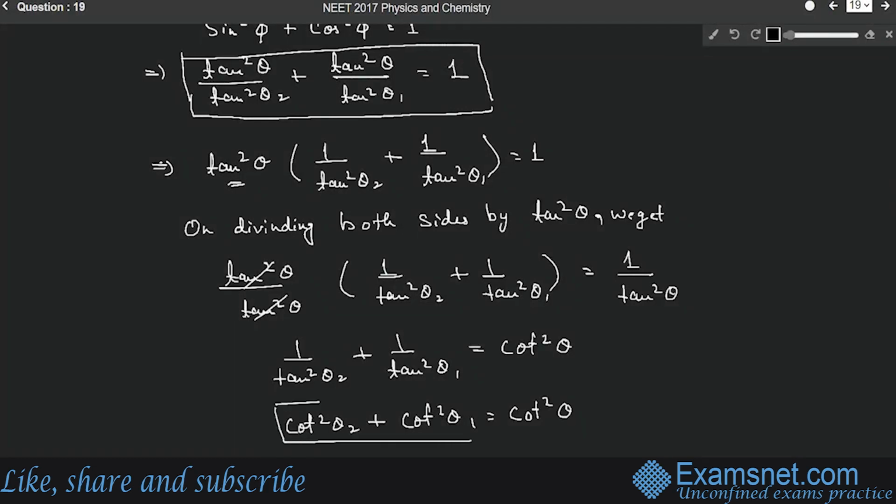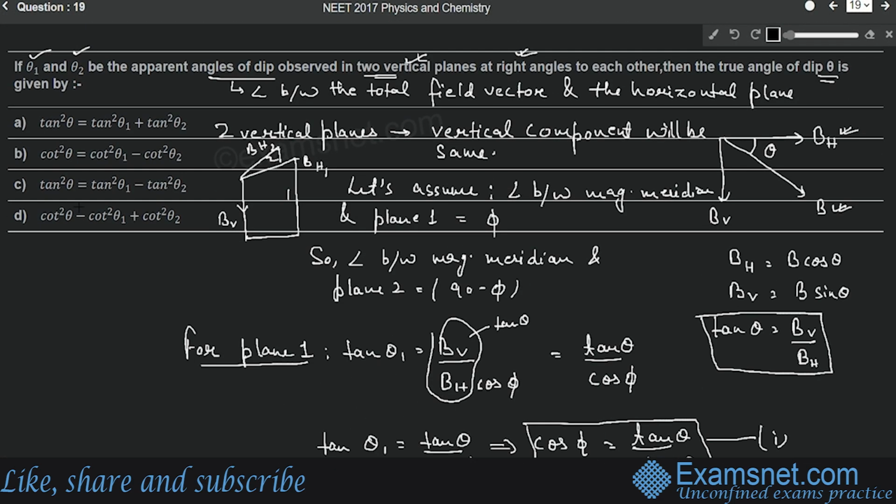So this will be the correct expression. Let's see which option is correct. It should be that cot square theta is equal to cot square theta 1 plus cot square theta 2. So the correct option will be option number D, cot square theta equals cot square theta 1 plus cot square theta 2. This is the correct answer.